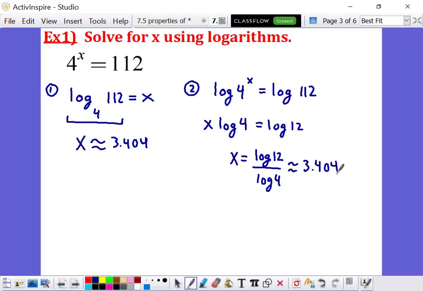So that's two ways to do this problem. You'll find in mathematics a lot, there's many ways to skin a cat. There's many ways to get your problem solved. Here are just two ways that you could do this particular problem. Okay. All right, let's look at another one.